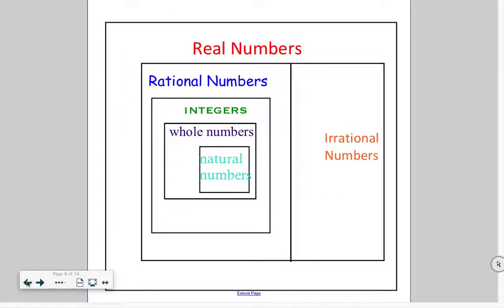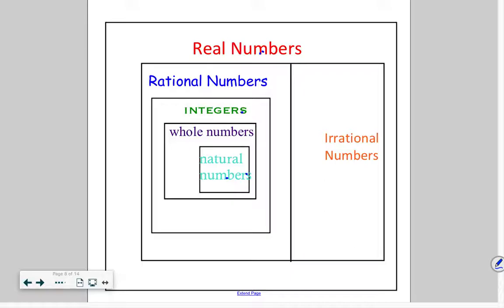So if I give you a number like the number 2, what's the first category that the number 2 would fit into? Real. It's a real number. Now, if it's a real number, we have to decide, is it a rational number or is it an irrational number? Number 2 is a rational number, right? Is it also an integer? Yes, it is. Is it also a whole number? Yes, it is. Is it also a natural number? Yes, it is. So if I have to classify a number 2, for example, it's going to fit in real, rational, integer, whole, natural. The only one it does not fit into is irrational.